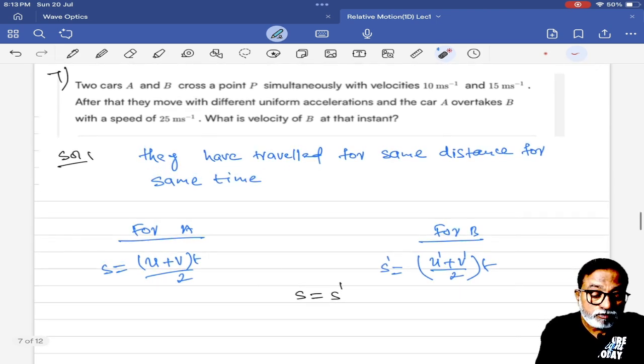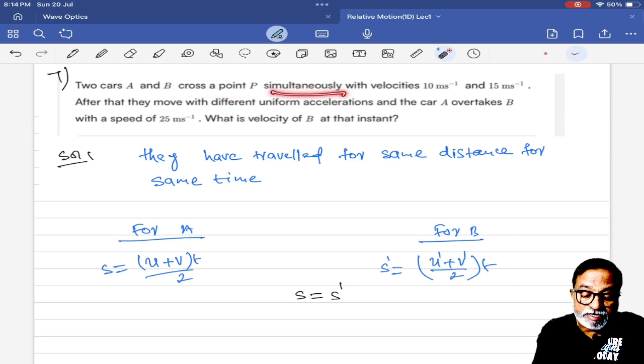Next one, two cars A and B cross point P simultaneously with velocities 10 meter per second and 15 meter per second. After that, they move with different uniform accelerations and car A overtakes B with a speed of 25 meter per second. What is the velocity of B at Q?